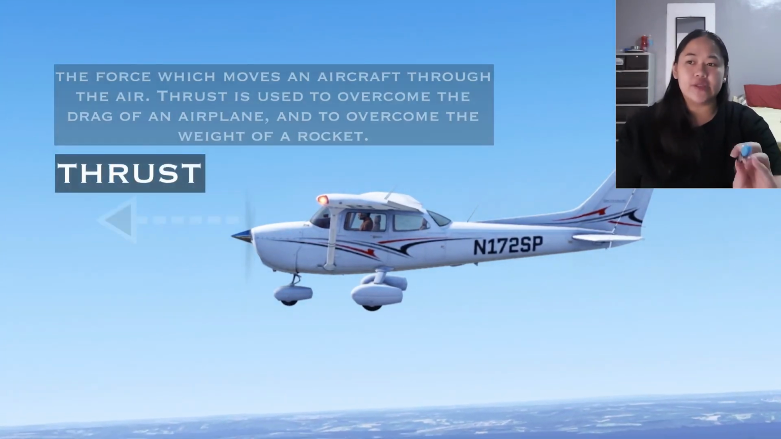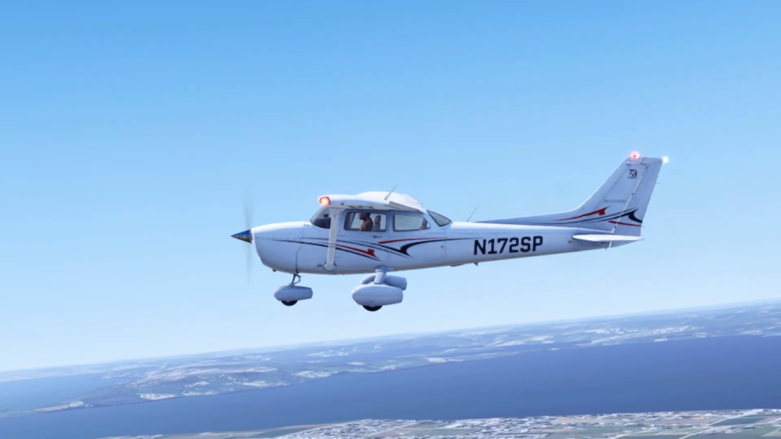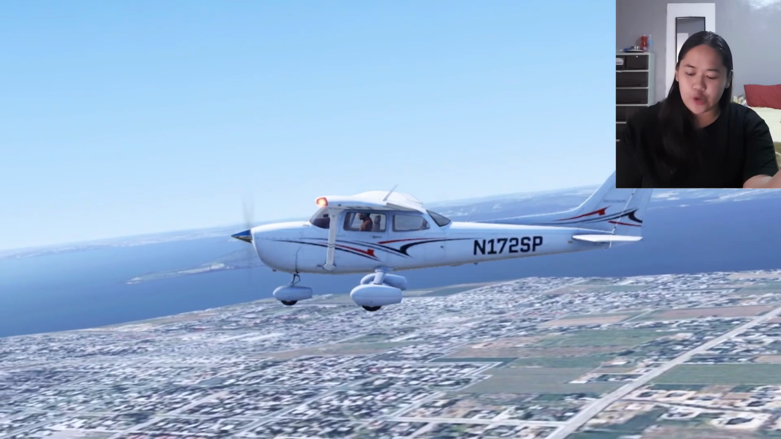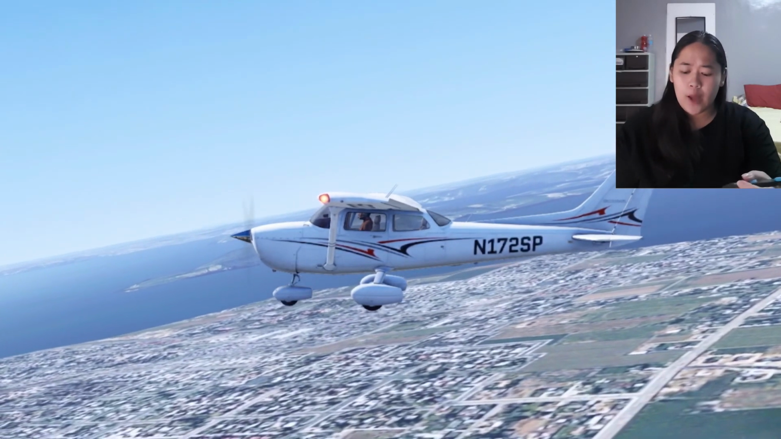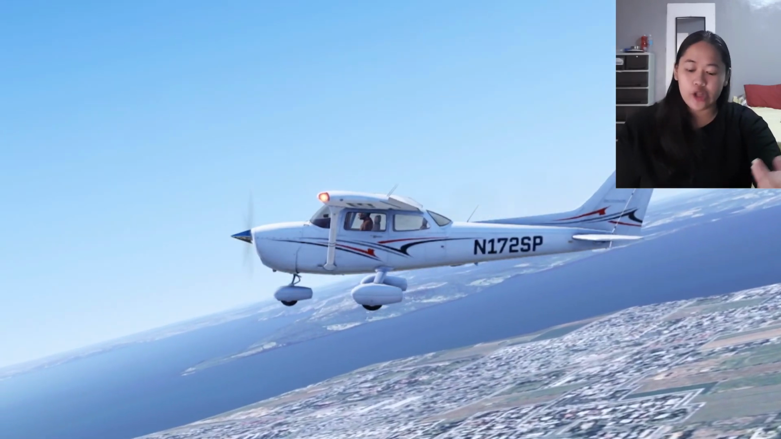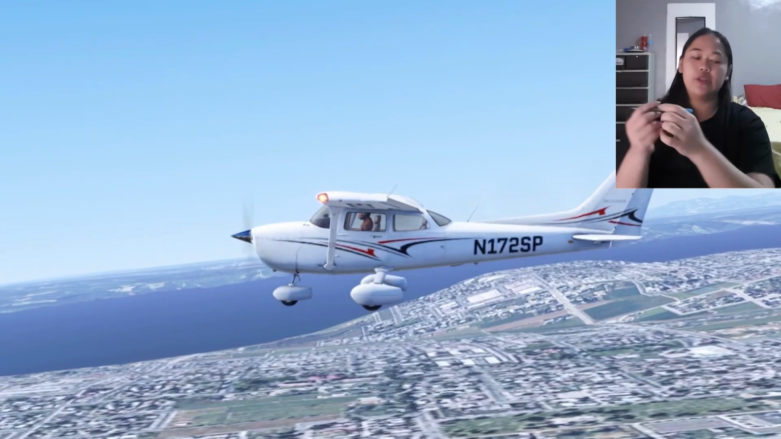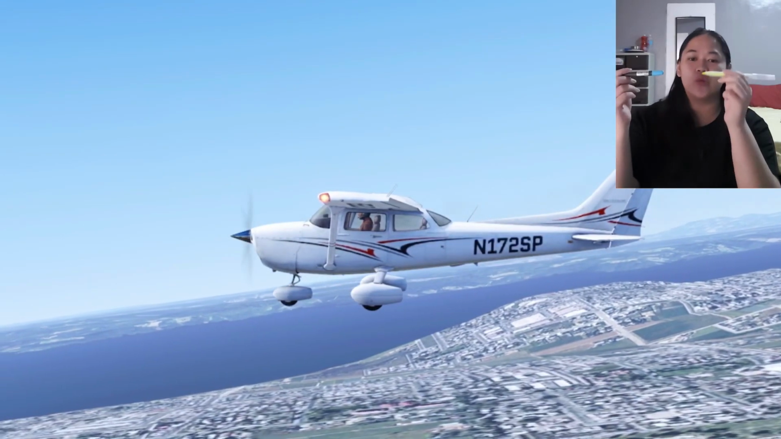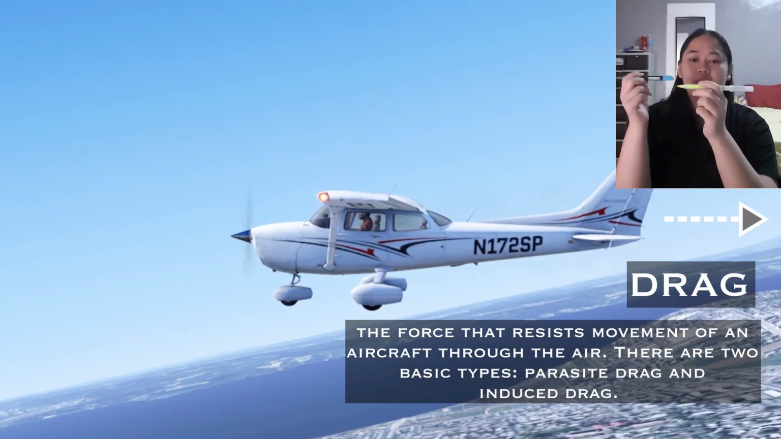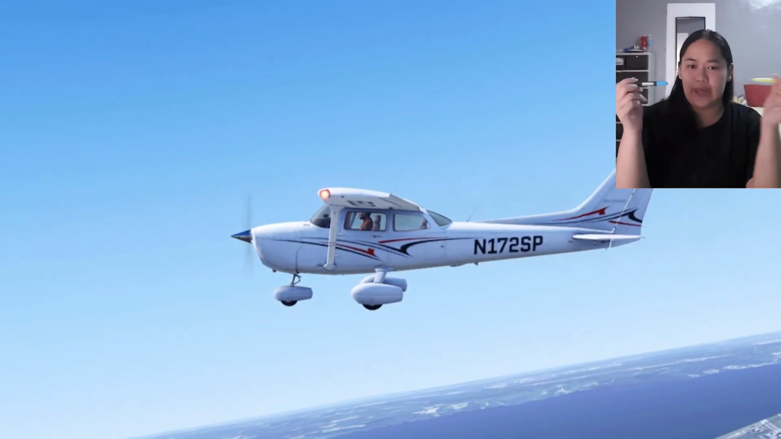Ano naman yung thrust? Thrust naman is the forward-acting force, which opposes drag and propels the airplane. So, saan na-produce yung thrust? It is produced by the propeller or the power plant or the rotor. So, kung ito yung thrust, ito naman yung drag. So, what is drag? It is the retarding force. So, ito yung pa-forward, yung thrust. Ang drag naman is yung nagpapabagal sa airplane.